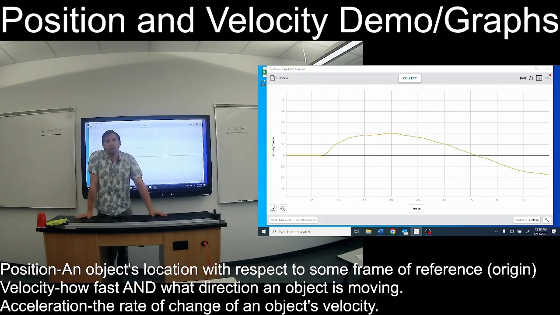So I just wanted to give you some visual and some information to help you understand what position, velocity, and acceleration were, but also to understand what they look like in terms of a graph. So hopefully this was helpful to you.